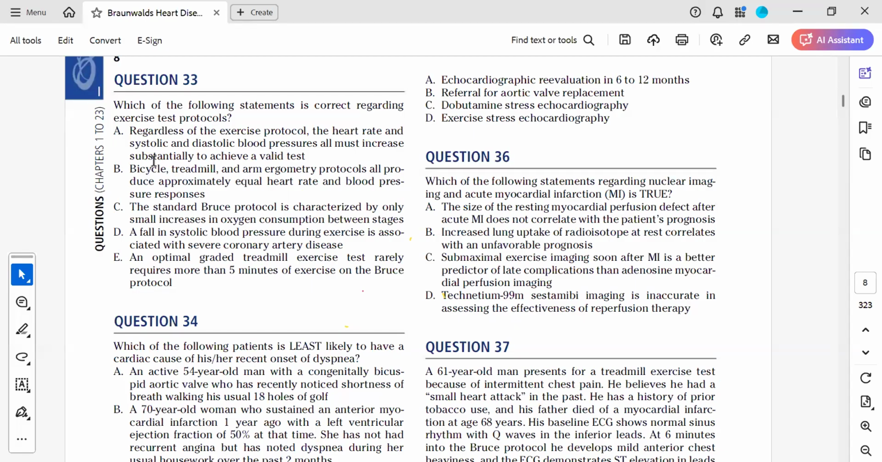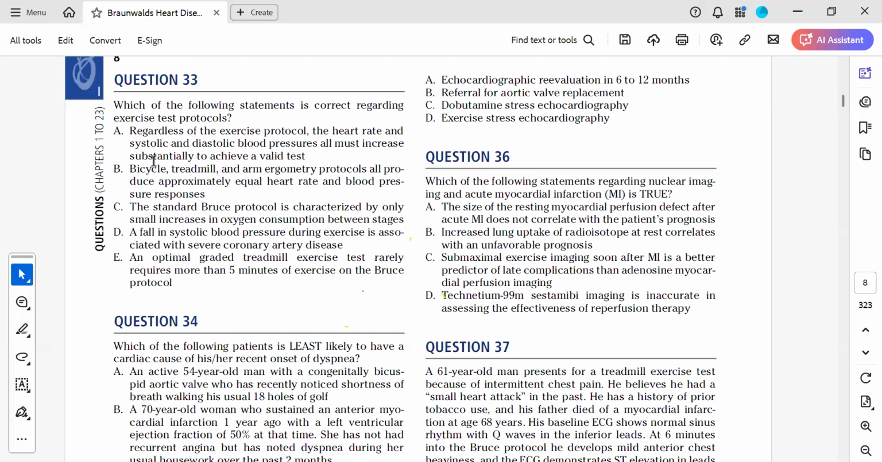Then another one also is that bicycle, treadmill, and the arm ergometry protocols all produce approximately equal heart rate and blood pressure response. Then another one was about the standard Bruce protocol is characterized by only small increases in oxygen consumption between stages.